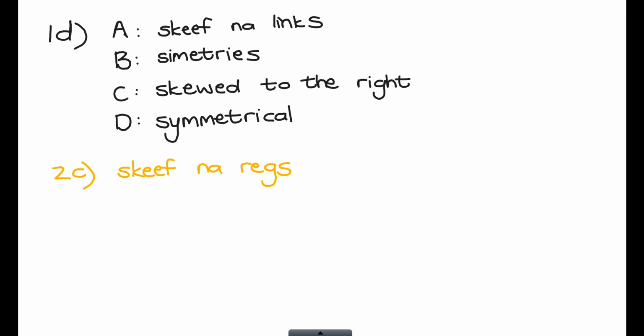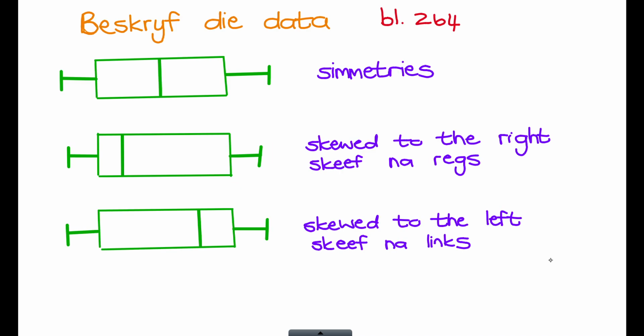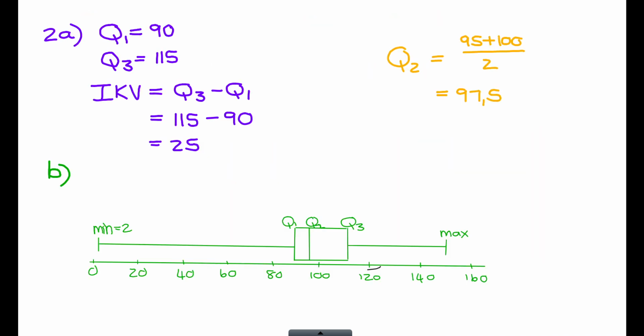Okay, then at 2C, they're asking you to comment on the spread of the data. Ek gaan net gou weer vir jou terugskiep. Ekskuus vir die wat dat nou skryf, ek wil net gou vinnig vir jou wys. 2. Kyk, daar's 2A en B.